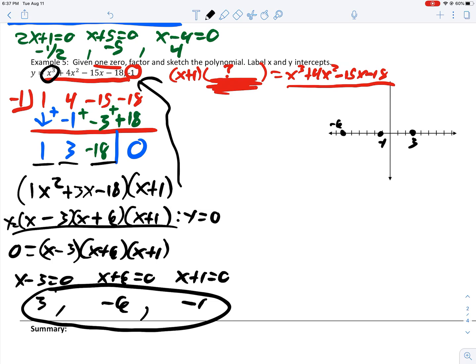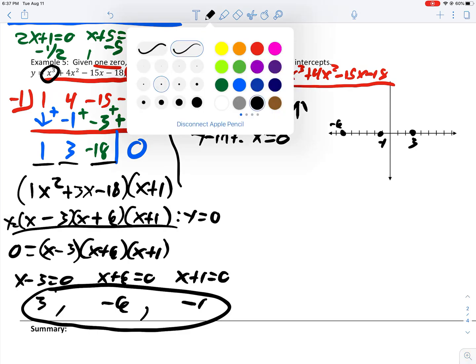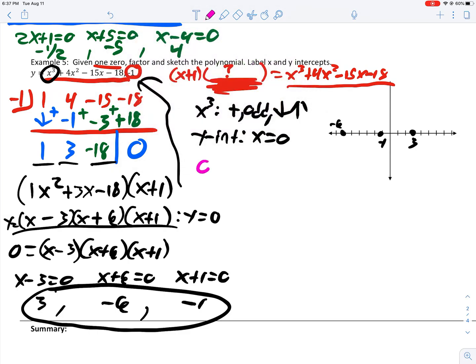Okay, so now I need my end behavior, and I need my y-intercept. So it's x cubed. So it's positive, it's odd, so low to high. Okay, and then we're going to find the y-intercept. We're going to let x equal 0. So you're going to have 0 plus 0 minus 0 minus 18. So it's -18.